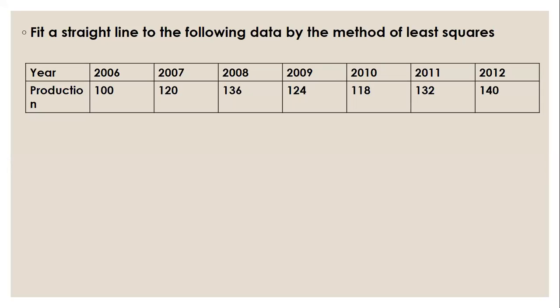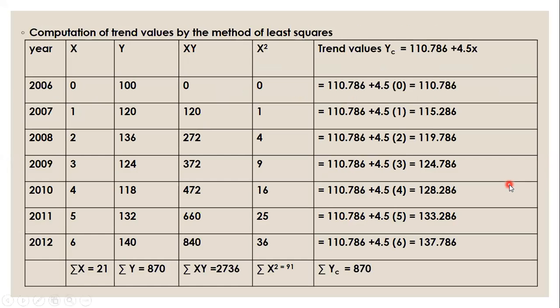Method of least squares. Here they asked us to just fit a straight line, and they have not asked us to draw any graph. It was a normal problem with year and production given to us, and then we went on to calculate x. Here we assumed x values, and if you see, we have 1 2 3 4 5 6 7. Seven years of data is given to us.